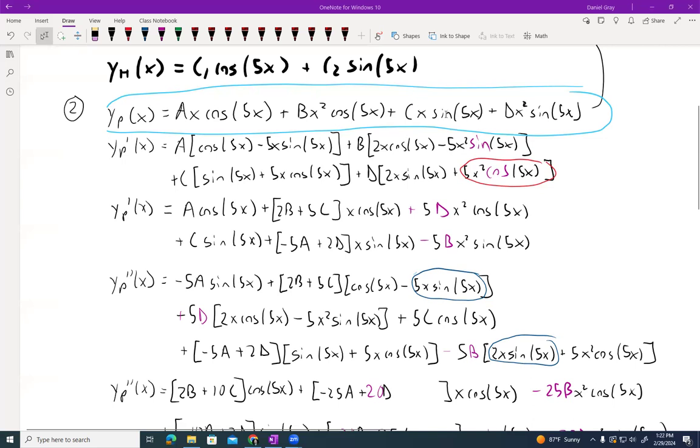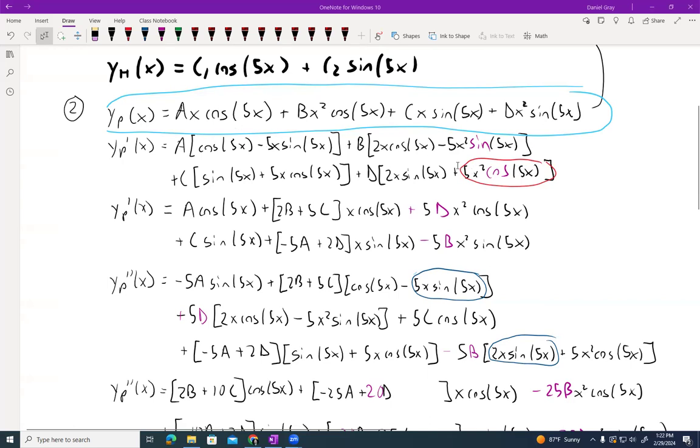Okay, the derivative of x sine of 5x, so that's going to be sine of 5x, right? And then we're going to have plus a 5x cosine of 5x, right? And then over here, we're going to have a 2x sine of 5x. And then we're going to have a plus a 5x squared cosine of 5x, like so. Okay. So when you take the derivative, you have to use the product rule.